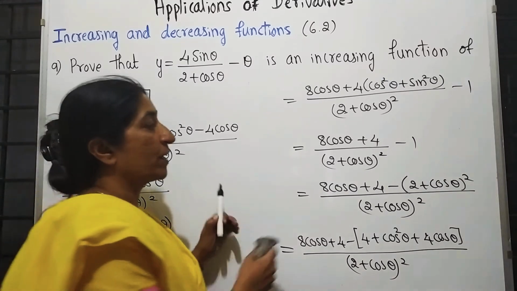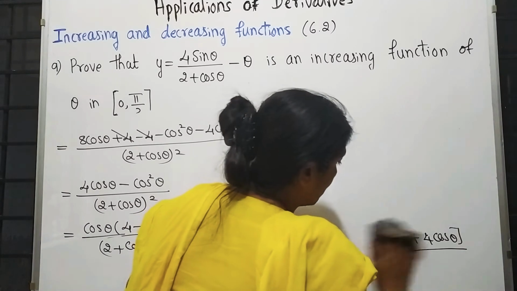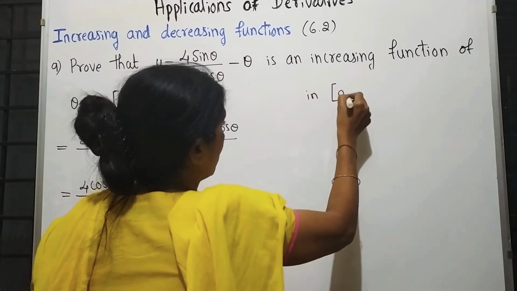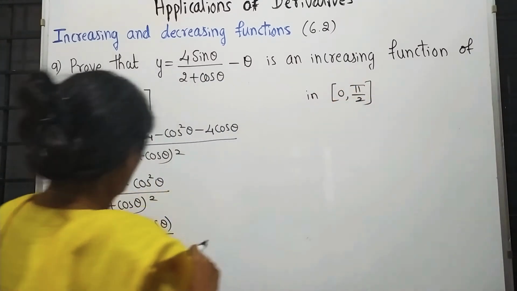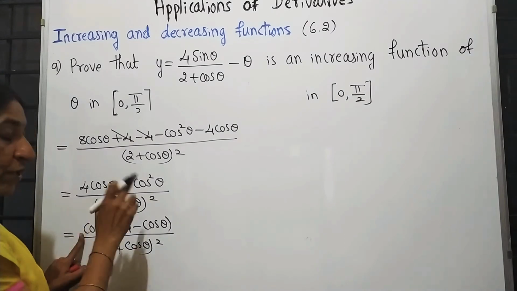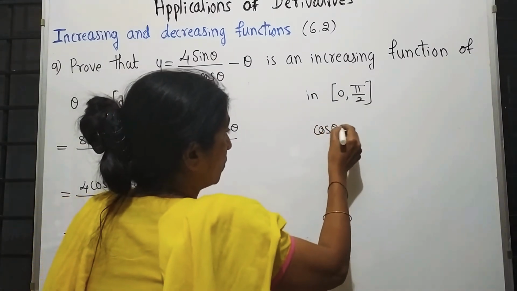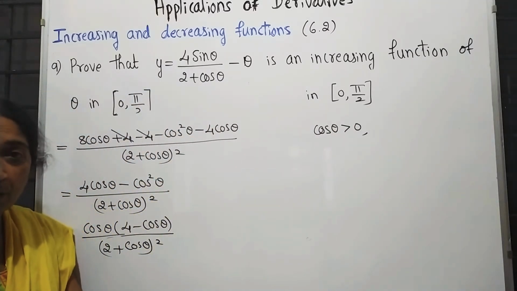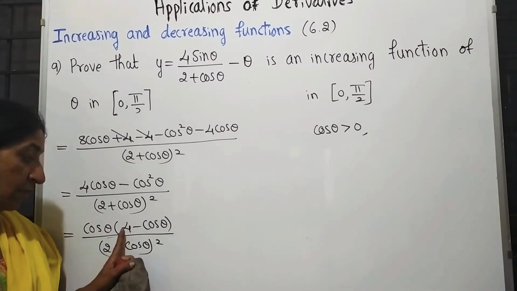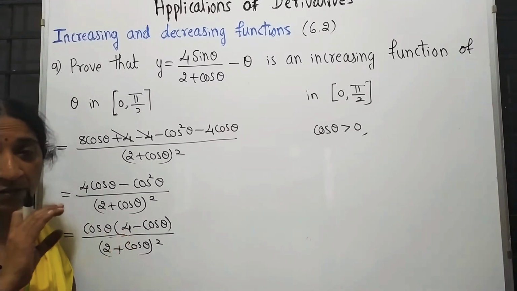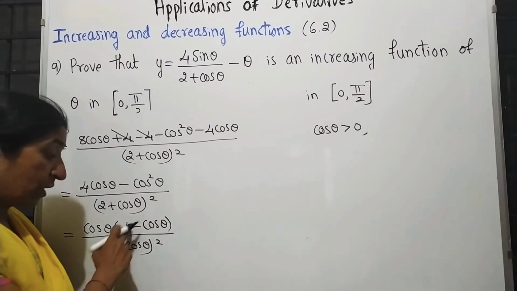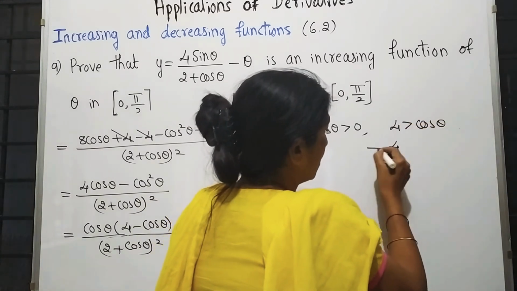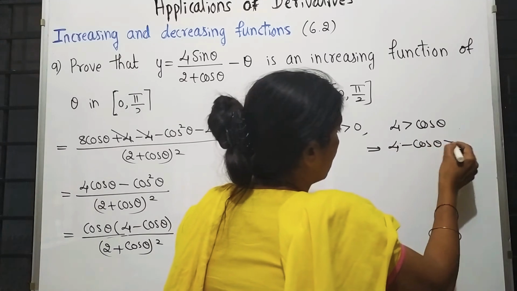So after the first derivative we have to check it in the interval 0 comma pi by 2, that is 0 to 90. In 0 comma pi by 2, cos theta is in the first quadrant, so it is greater than 0. Cos theta is greater than 0, and between 0 to pi by 2 the least value of cos is 0 and the maximum value is 1. That means cos lies between 0 and 1. 4 is greater than that 1, that is 4 is greater than cos theta, which implies 4 minus cos theta is greater than 0.